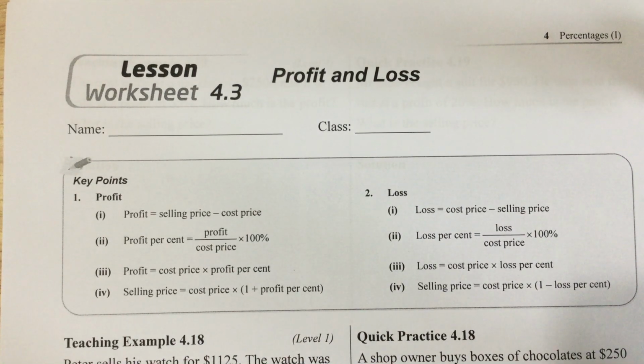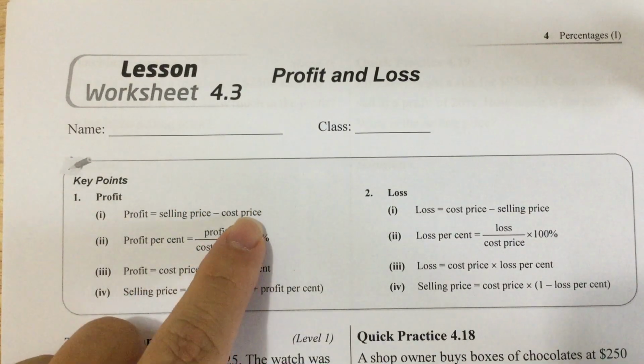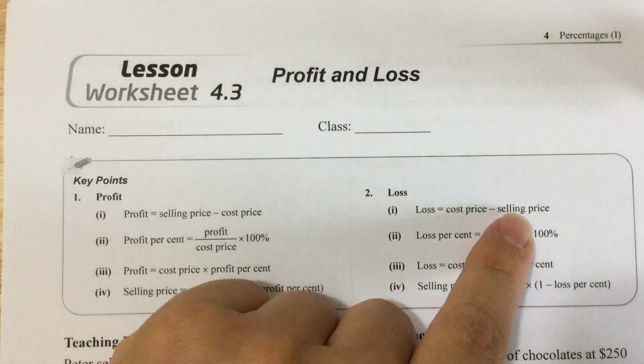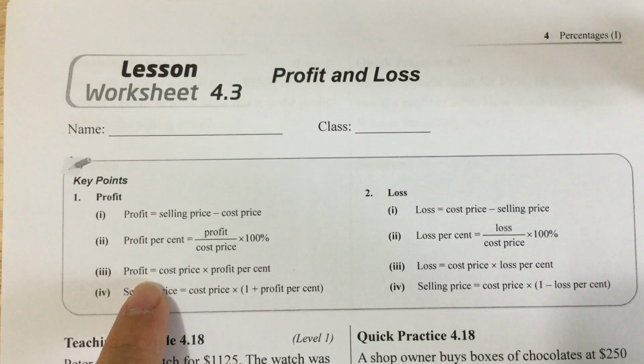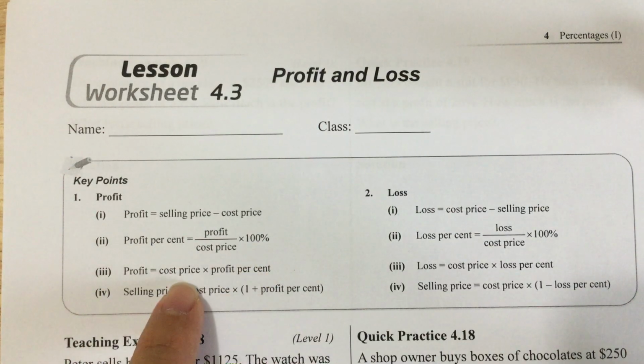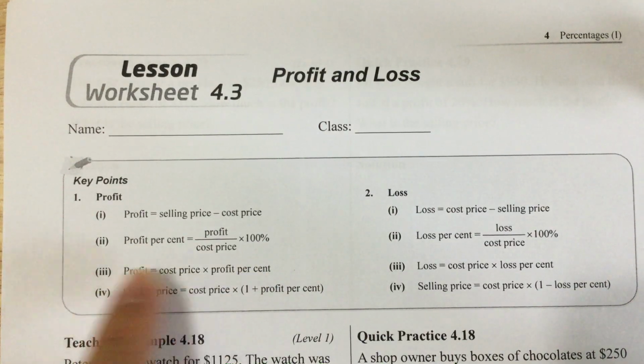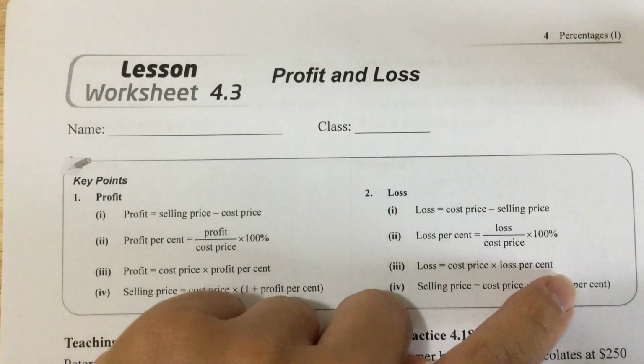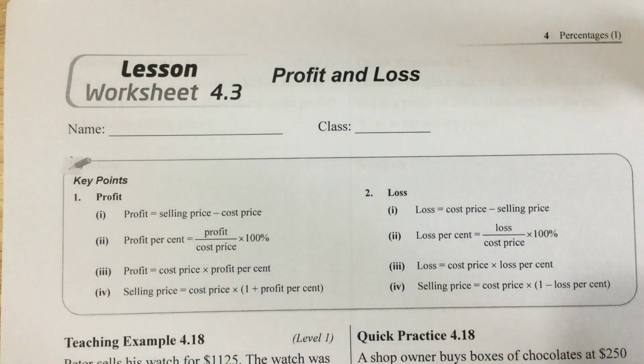Okay, now first of all, please remember that we have some key points for profit. We have 4 formulas for profit and also 4 formulas for loss. So please pay attention. You must know the selling price and the cost price. And then after that, you will get the profit or loss. Afterwards, you will have the profit percent equals profit over cost price times 100%, and the same for loss, with positive and negative. So please remember these formulas for you to do the calculations.